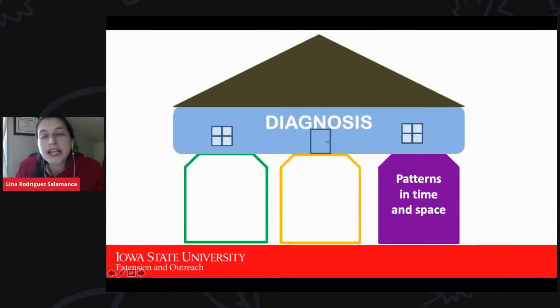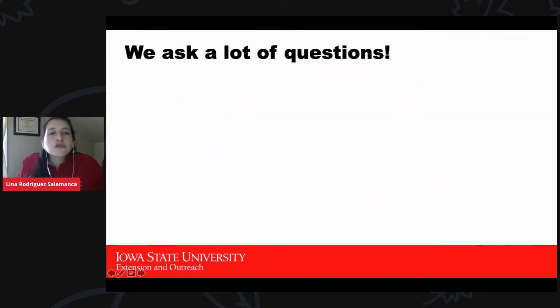All right, so we're getting to the third pillar of diagnosis, and this is the most exciting and the one that I want you to take with you as you are planting your garden, looking at your shrubs and trees, because patterns in time and space are the clues that we diagnosticians and everyone that is trying to solve plant problems, master gardeners, your county horticulturalist, your friends, everyone should be looking for patterns. That is really important information. And of course, how do we go about finding patterns? Asking a lot of questions.